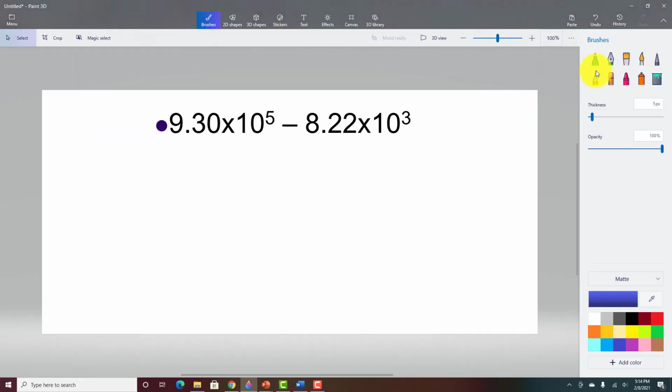Alright, so let's solve this problem here. So I have a 10 to the 5th and a 10 to the 3rd, so I'm just going to make both of them equal 10 to the 5th. So that means this is the one I need to change. So this is a 10 to the 3rd.